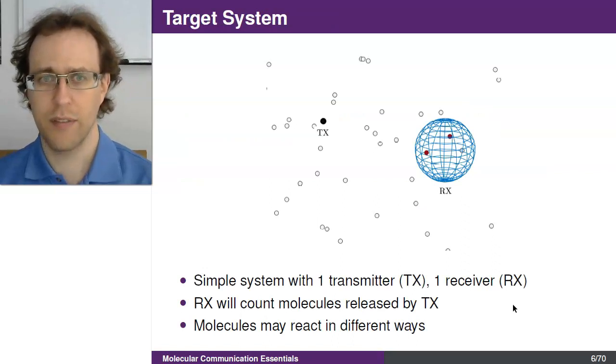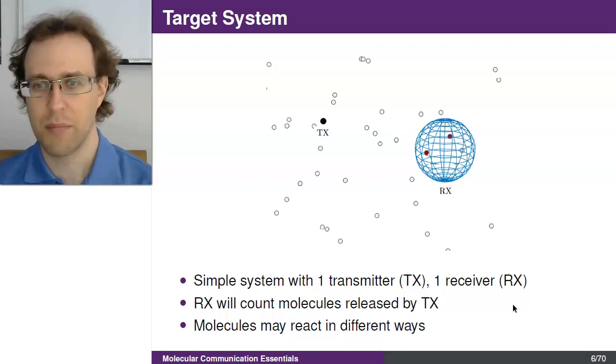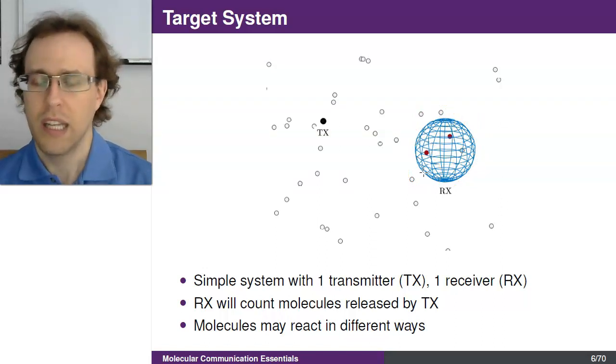I'm going to give a target system that I'll be referring a lot to and thinking of when going through a lot of my examples. That is a system where we have an open environment with a single transmitter, which is a point Tx listed right here, and a single receiver, so one Rx right here. In this particular image, it's shown as a sphere, but really it could be any shape in general.